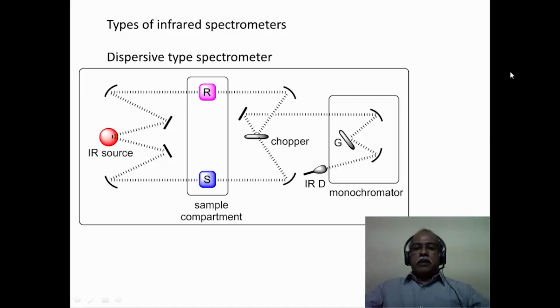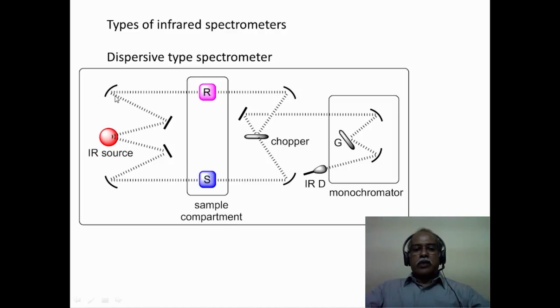Now let us come to some understanding of the basic layout of an infrared spectrometer. There are two types of spectrometers available, just like we have two types of NMR spectrometer, the continuous wave NMR spectrometer and the FT NMR spectrometer. This is the continuous wave equivalent of the infrared spectrometer. This is called the dispersive type spectrometer. Essentially what you have is an infrared source, which is a glow bar or a heated coil, which produces thermal energy, which is the infrared energy, and there are mirrors which are kept to reflect the infrared radiation.